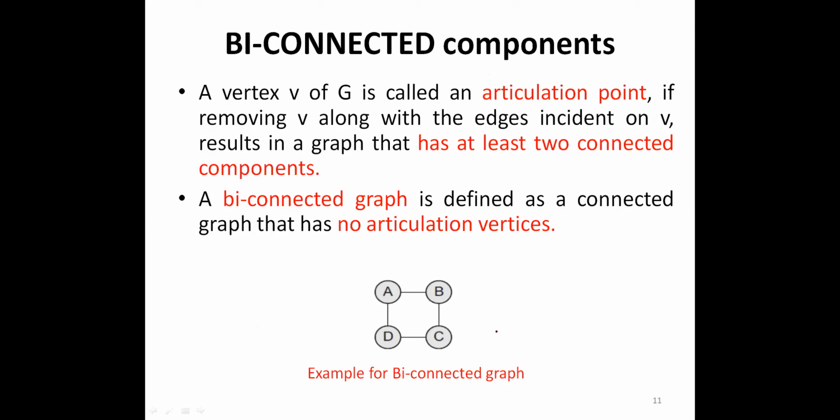Next is connected components. As we have seen with the cut vertex, we have to remember this. A vertex v of G is called an articulation point if removing v along with the edges incident on v results in a graph that has at least two connected components.